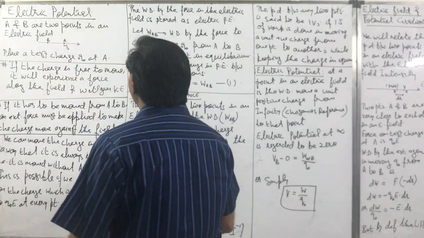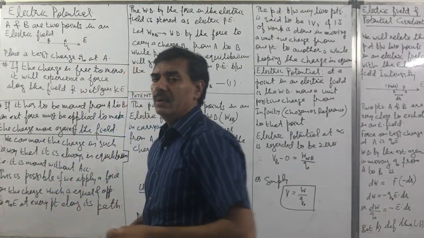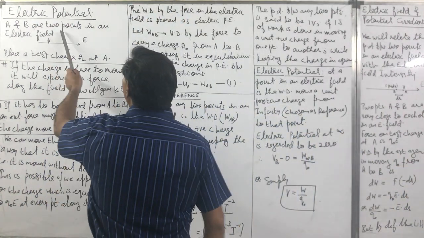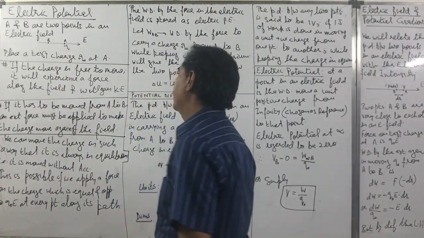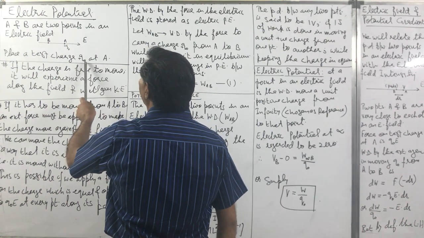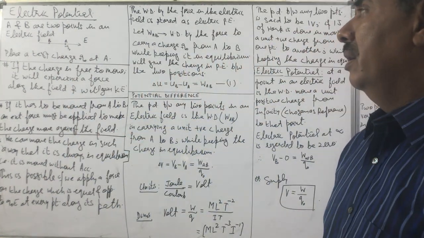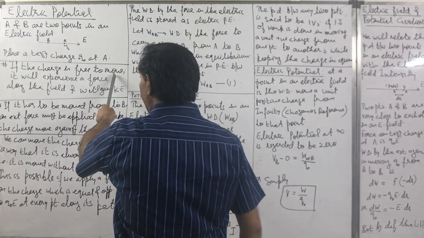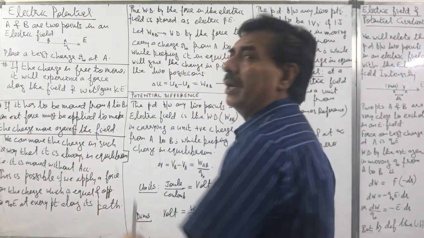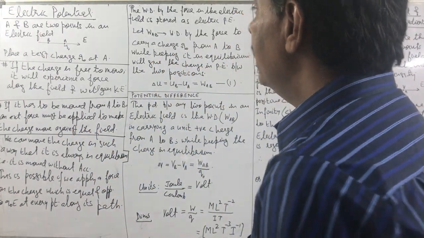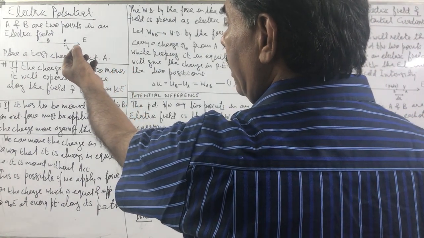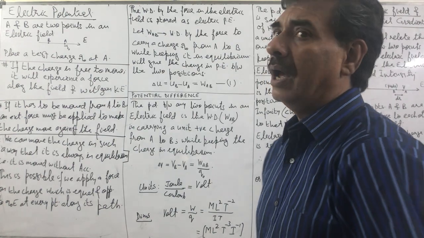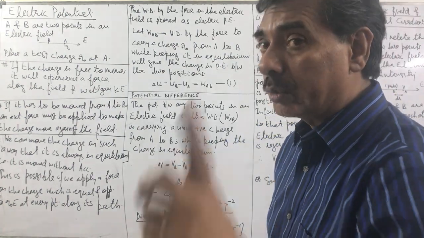Let us consider two points in an electric field. The electric field can be uniform or non-uniform. A and B are two points in an electric field. We place a test charge plus Q naught at A. Now, if the charge is free to move, it will experience a force along the field and will gain kinetic energy. Just imagine the charge plus Q naught at A. Leave it free. It will experience a force along the field and will accelerate along the field and will gain kinetic energy. We did that question also.